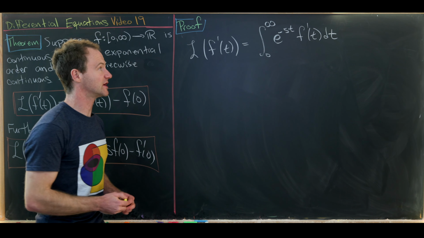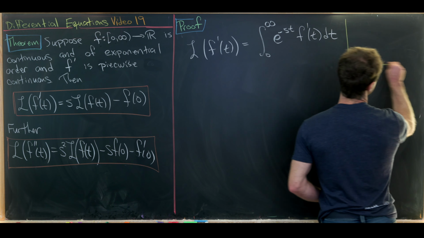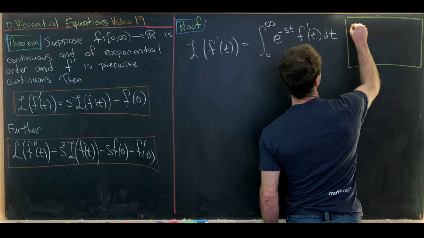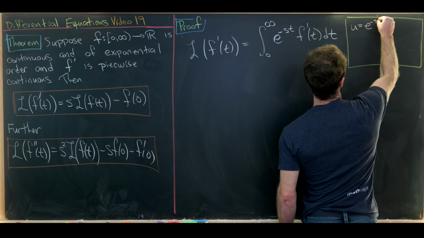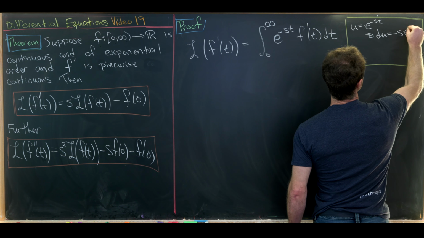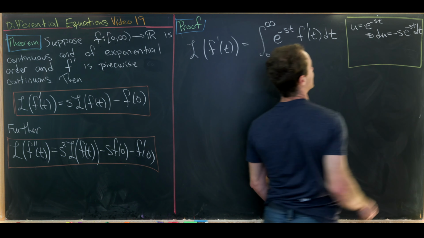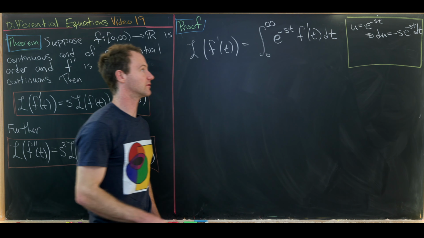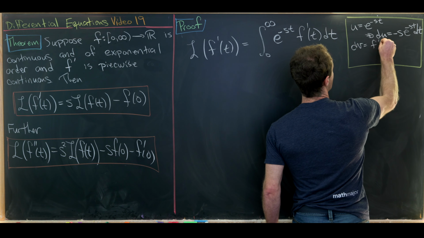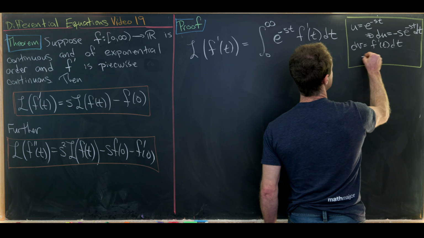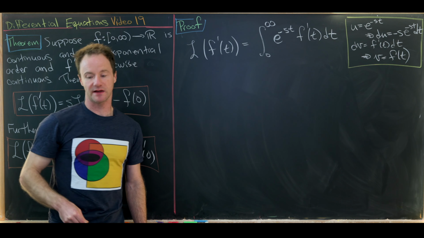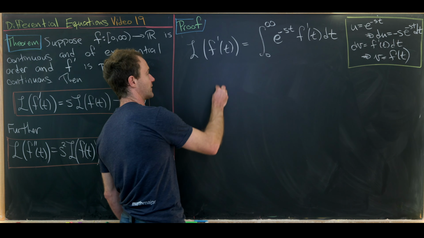And now we'll use integration by parts on this integral. In fact, what we'll do is choose our u part to be e to the minus st. So that makes du equal to minus s e to the minus st dt, by calculating the differential or taking the derivative. And then we'll take dv to be the rest. So this is f prime of t dt. That makes v equal to the function f of t.